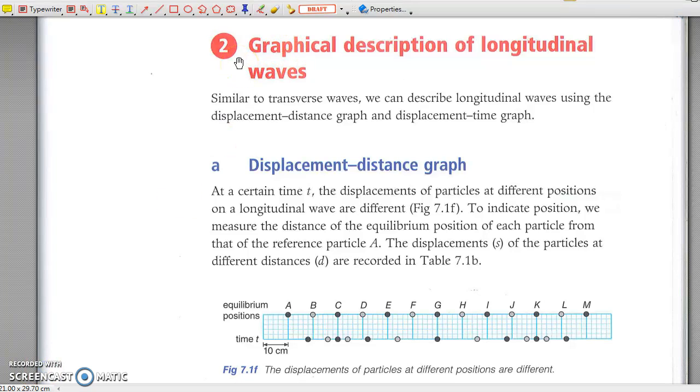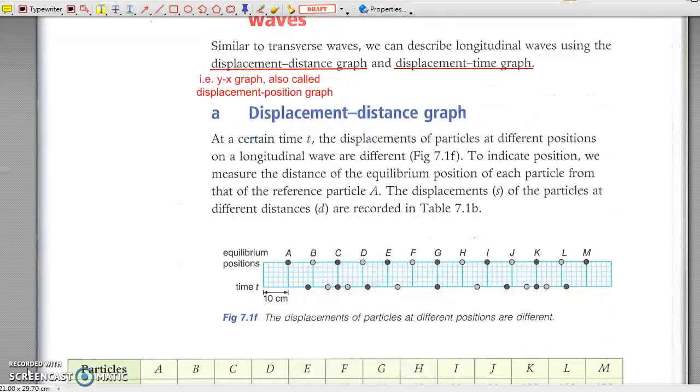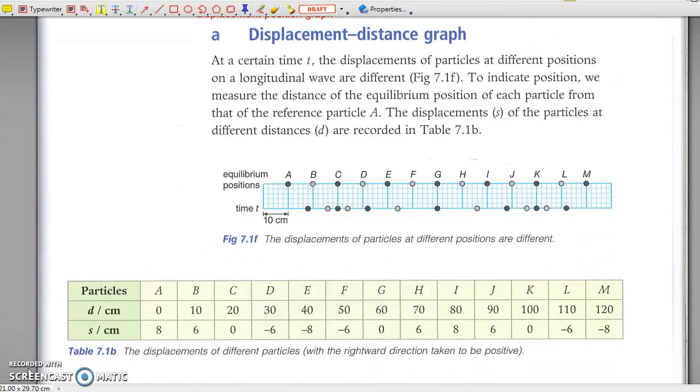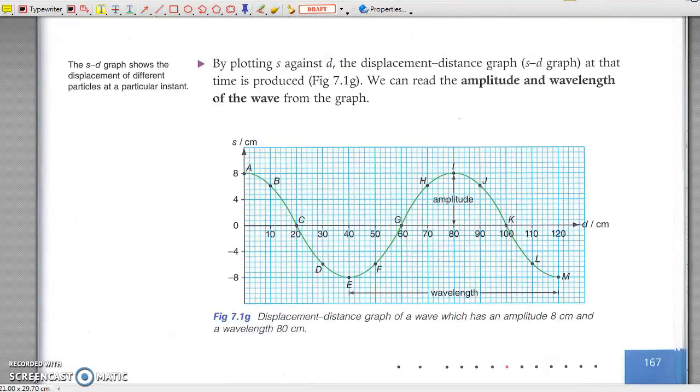2. Graphical description of longitudinal waves. Similar to transverse waves, we also use displacement-distance graph and displacement-time graph to describe longitudinal waves. A. Displacement-distance graph. For the snapshot of wave, also called a waveform, we may deduce a displacement-distance graph, which shows the displacement of particles at different positions at a certain time.